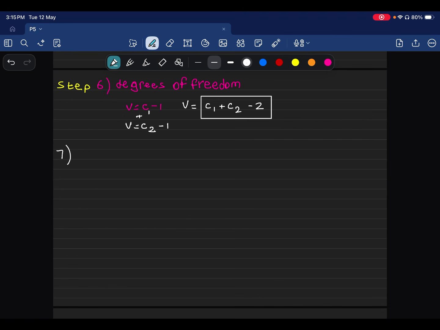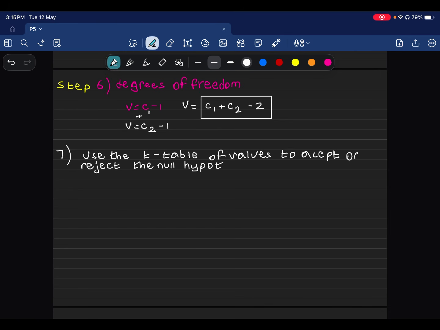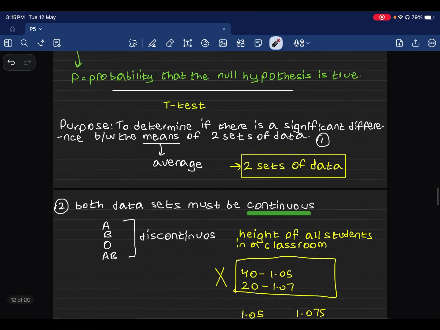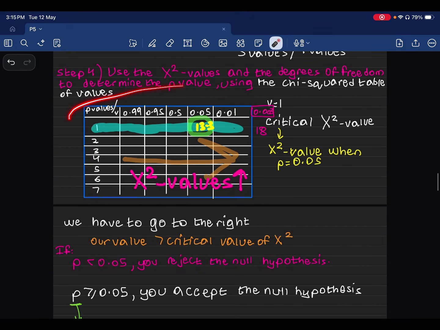Now, step number 7, this is a formality. Use the t table of values. You basically have everything. Now it's just time to get your answer. Use the t table of values to accept or reject the null hypothesis. This is pretty straightforward, right? The exact same skills which you used in the chi-squared. I'm not even going to draw the table again. It's time wasted. So take a look at this.